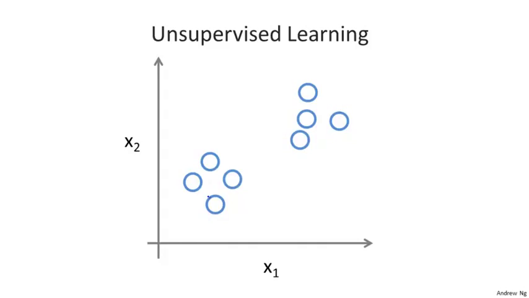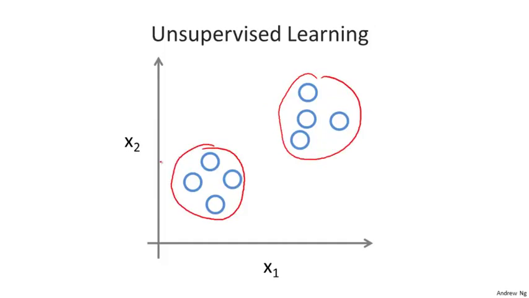Given this data set, an unsupervised learning algorithm might decide that the data lives in two different clusters. And so there's one cluster, and there's a different cluster. And the unsupervised learning algorithm may break this data into these two separate clusters. So this is called a clustering algorithm, and this turns out to be used in many places.